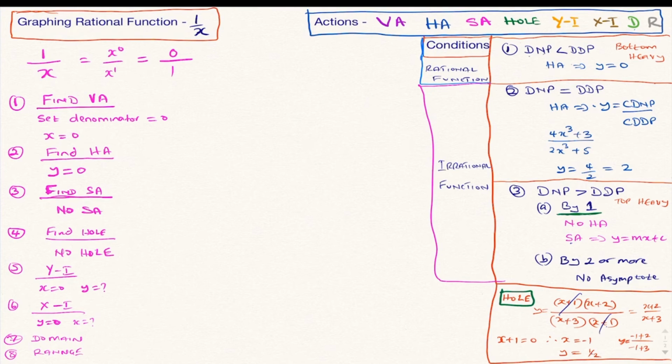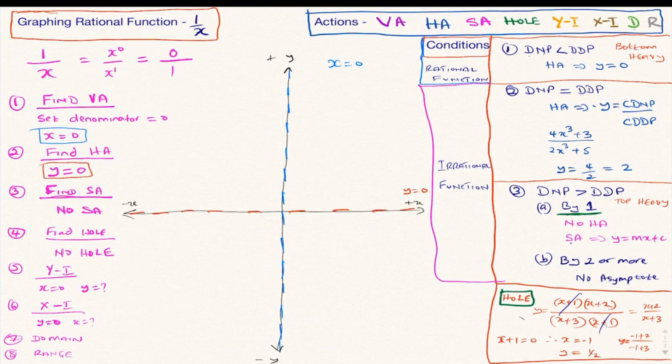So now we're ready to plot the graph, and I can sketch the curve. I have drawn my y-axis and x-axis, and then I've drawn my VA at x equals 0. The blue line is the vertical asymptote, and the red line is the horizontal asymptote where y equals 0. Next, I need to find 2 points, the 2 coordinates on both sides of the vertical asymptote.